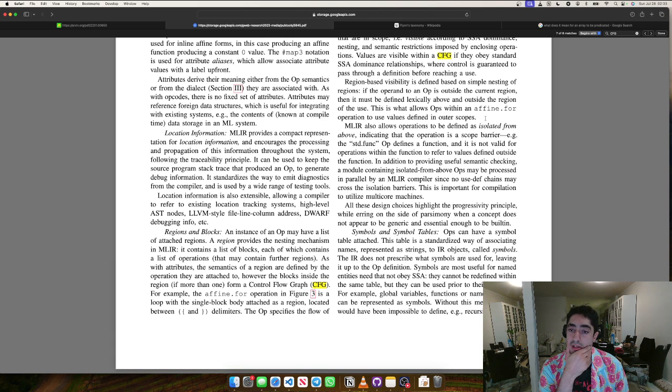MLIR also allows operations to be defined as isolated from above, indicating that the operation is a scope barrier. Example, the std.func operation defines a function and it is not valid for operations within the function to refer to values defined outside the function. In addition to providing useful semantic checking, a module containing isolated-from-above operations may be processed in parallel by an MLIR compiler, since no use-def chains may cross the isolation barriers. This is important for compilation to utilize multi-core machines.